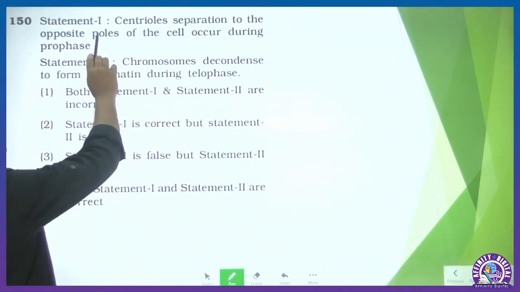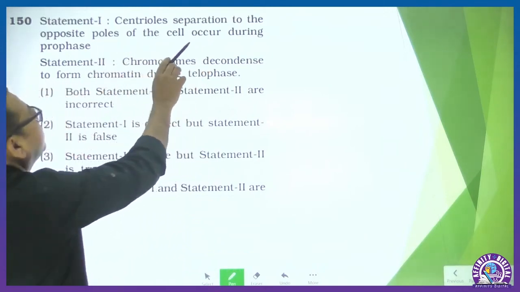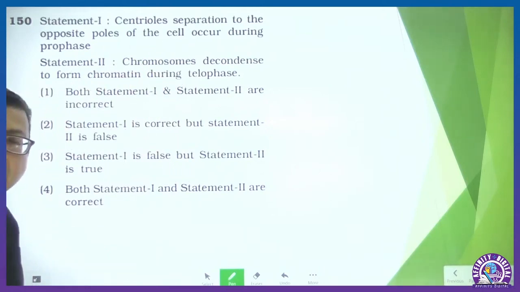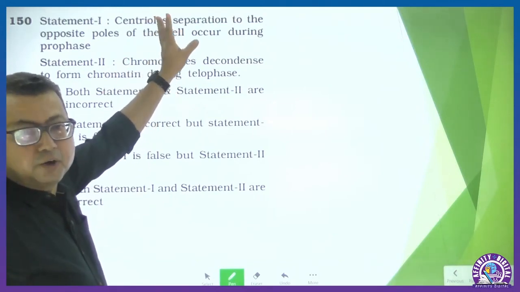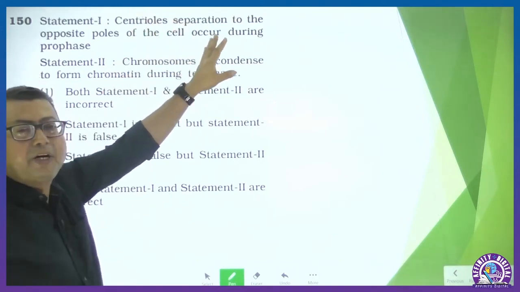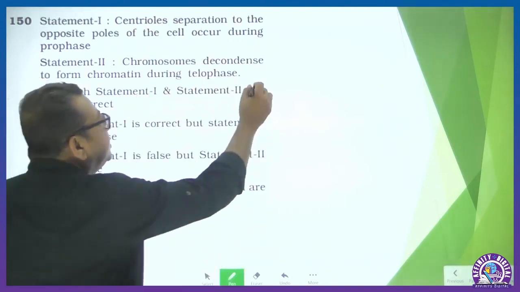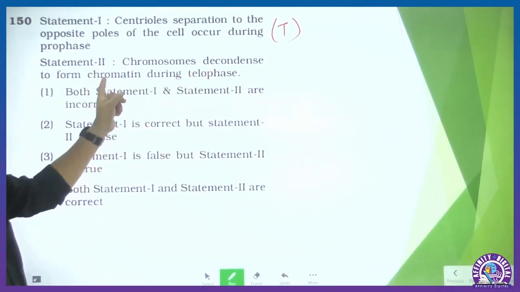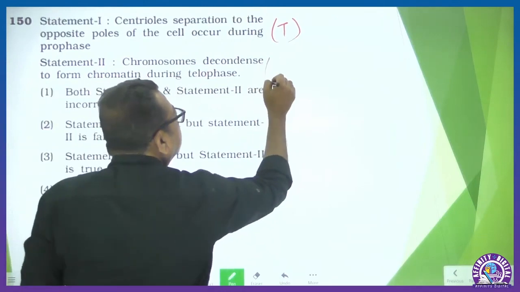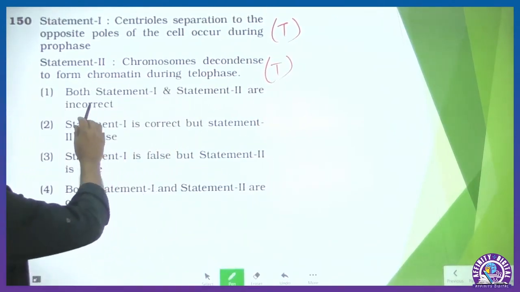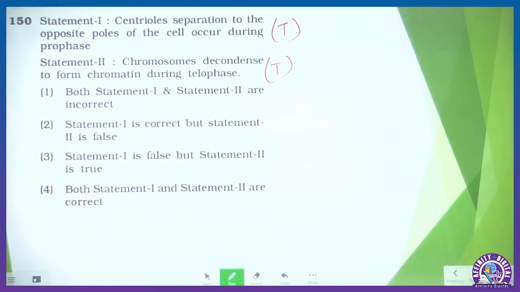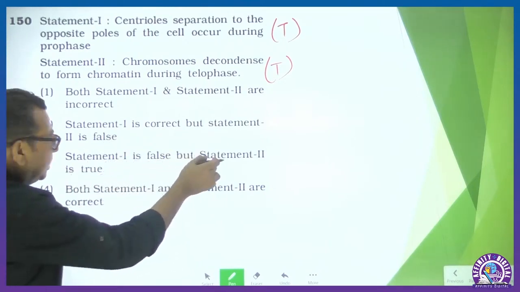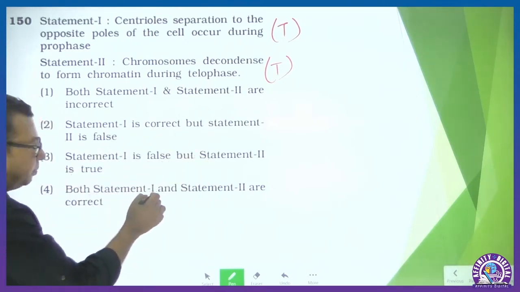comes nowadays. Statement 1: centriole separation to the opposite poles of the cell occurs during prophase. Children, is it correct statement? Yes, that means centriole is a part of centrosome; in NCERT book you will get centrosome separation to the opposite poles occurs at prophase. So this is true, correct statement. Statement 2: chromosome decondense to form chromatin during telophase, true. To kya hoga? Both statement 1 and 2 are incorrect, no. Statement 1 is correct but statement 2 is false, wrong. Statement 1 is false but statement 2 is true, wrong.